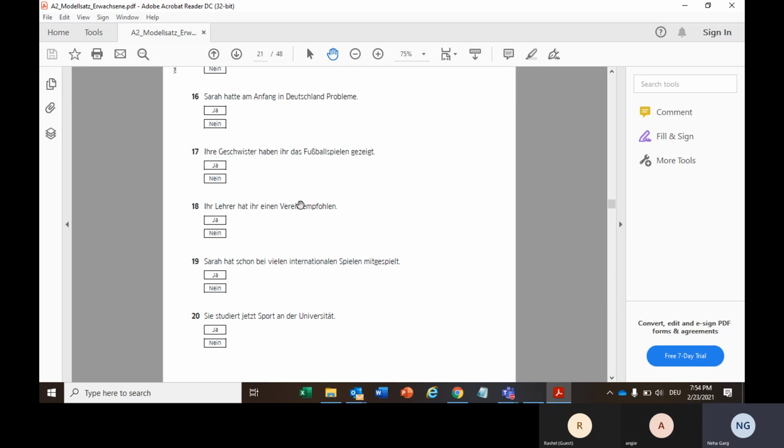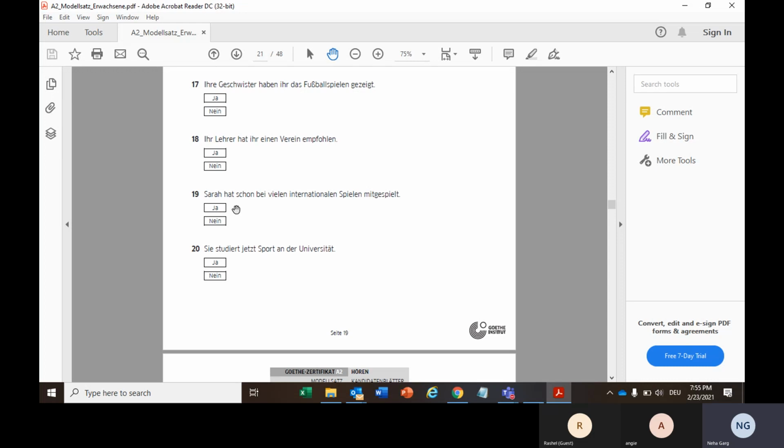Verein, basically club, like each sport in Germany has their club, football club, basketball club. So the question is asked if her teacher suggested her for one club. The answer is no, because she mentioned that her teacher asked her which club she wants to play. So he did not suggest it, but he asked proactively because she was so good. Rather than being selected for a club, she got a chance to select a club. So that is why it is no.